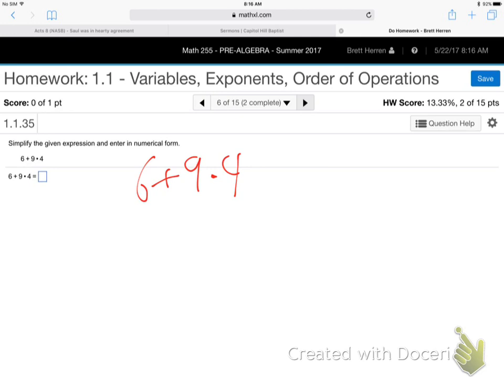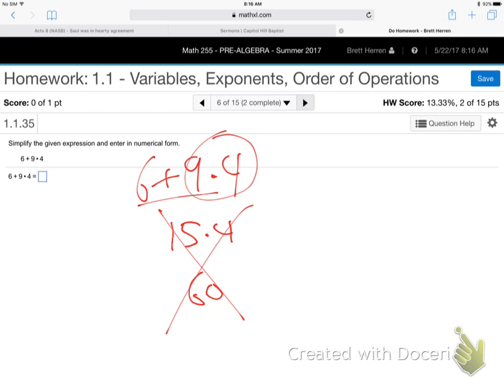Okay, let me do it wrong at first, and I bet a lot of you already know the trick on this one. This is wrong, to first add, like that. 6 plus 9 would be 15, times 4 would be 60. That's not right. Do you remember that? What's wrong with that? It's the multiplication. You have to do the multiplication first.